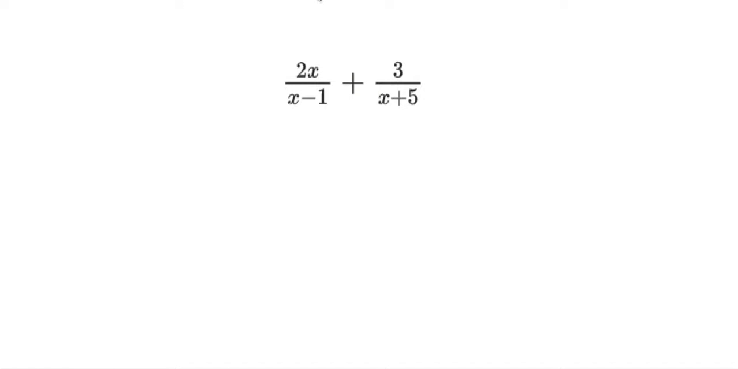The first thing that we want to do when adding two rational expressions with unlike denominators is find a common denominator. So essentially what you do is you multiply each denominator by the other denominator. For this first one, I'm going to take 2x over x minus 1. Okay, and I obviously need to multiply by 1 because that's going to leave it unchanged.